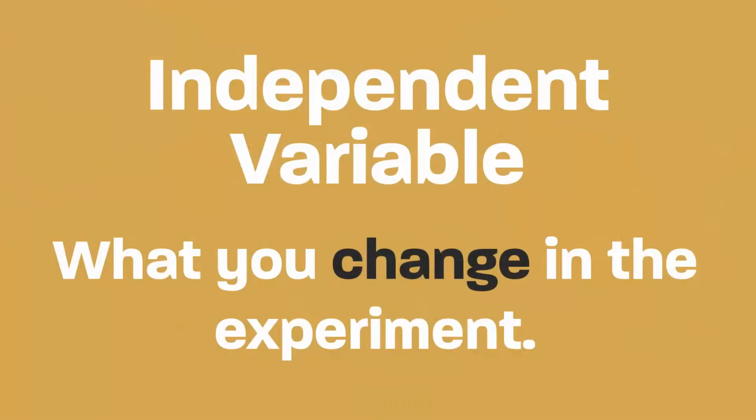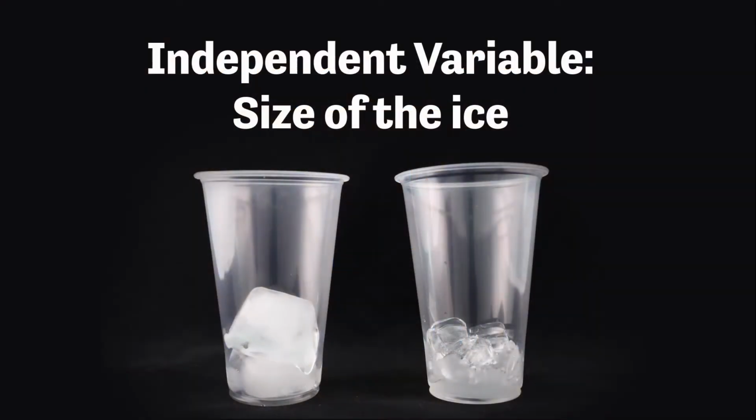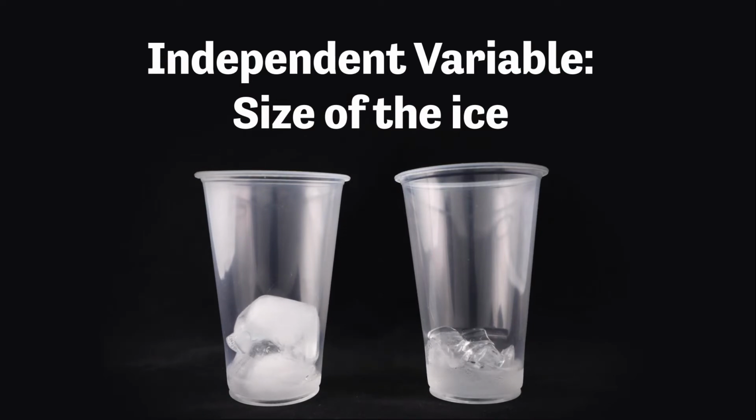You got it. Now, here's where you need to make changes. You have too many variables in your experiment. But what's a variable? A variable is anything in the experiment that can change the experiment's results. An independent or manipulated variable is what you change in the experiment. For example, will pieces of ice that are different sizes melt at the same rate?